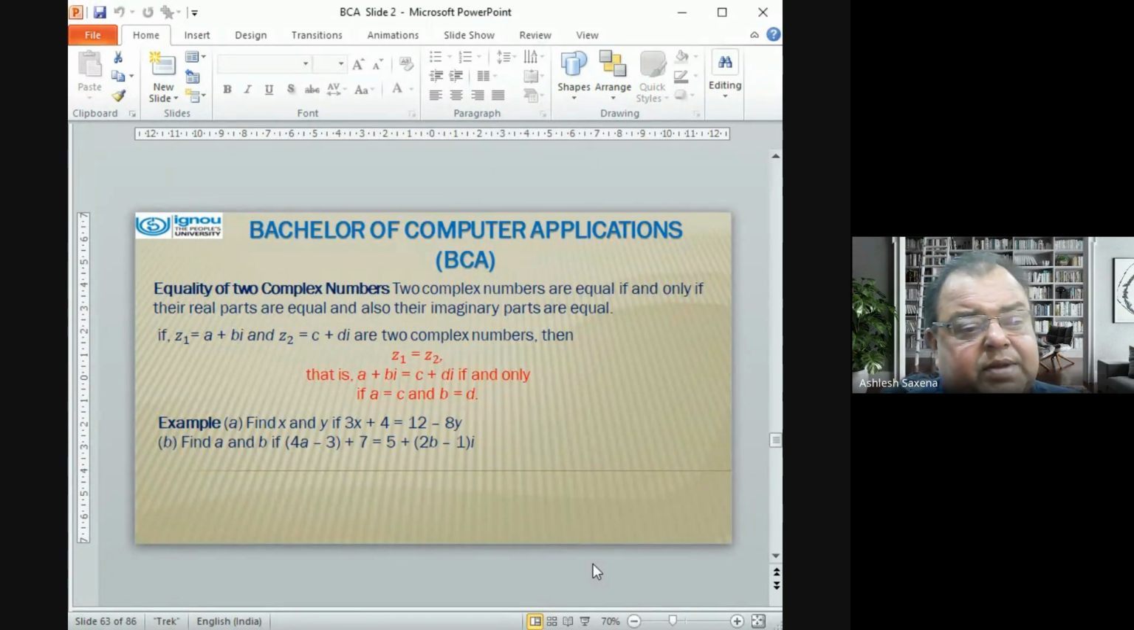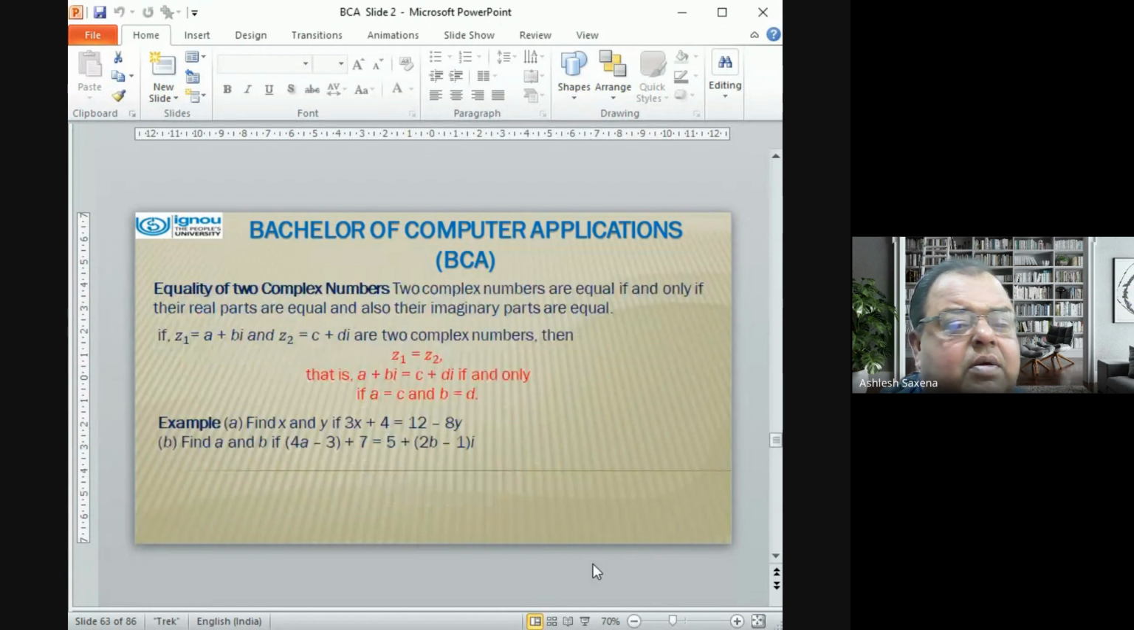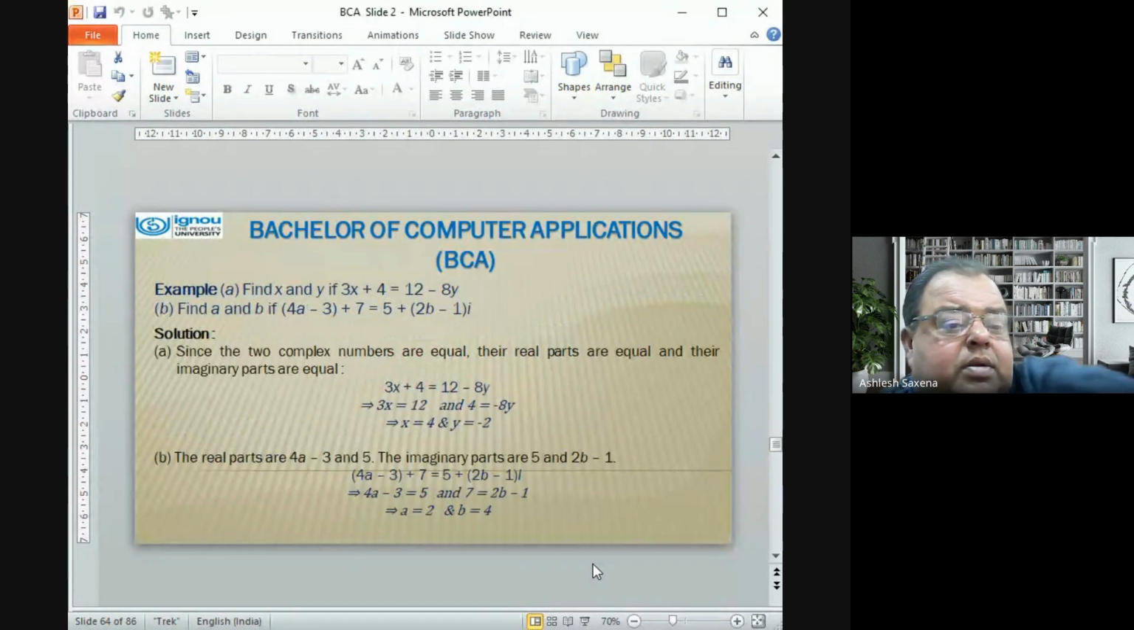Now here is an example. 4x plus iy equal to 12 minus 8i. You are being asked to calculate the values of x and y. Nothing to be worried about. We can say that, where is the iota in this? Okay, here it is.